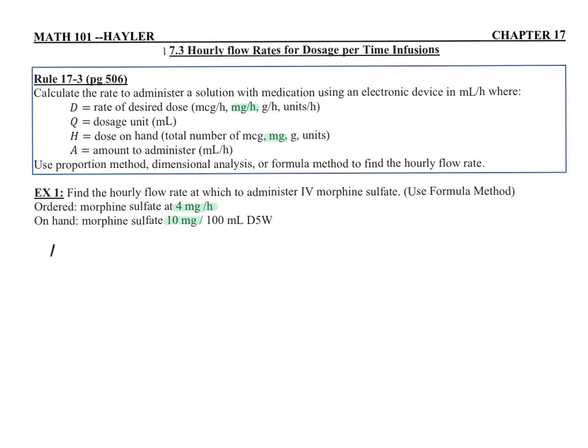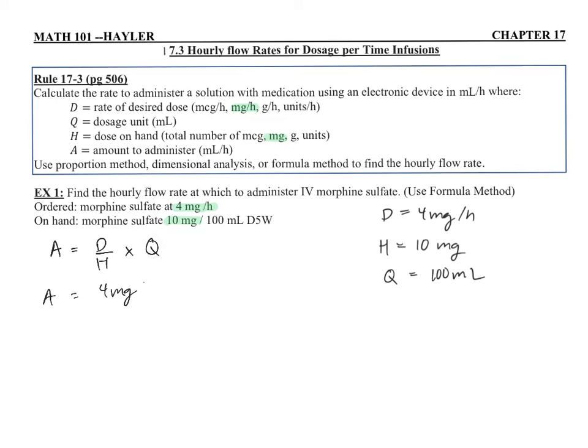So we're going to use the formula. Amount to administer is D divided by H times Q, where in our problem here we have D is 4 milligrams per hour, H is 10 milligrams, and Q is 100 milliliters. Okay, we can go ahead and plug those in. So D, 4 milligrams per hour, divided by 10 milligrams times Q, which is going to be 100 milliliters.